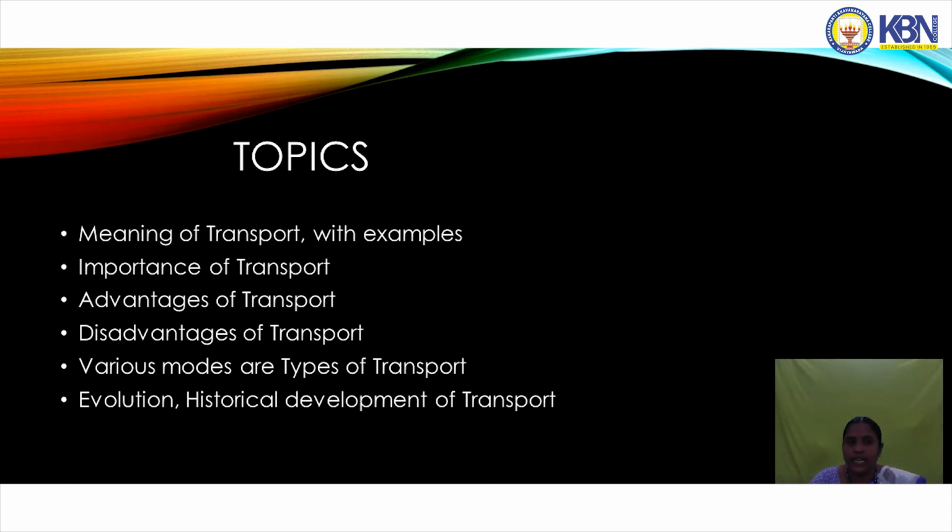What are the topics of economics of transport? First one is the meaning of transport with examples. Second one is the importance of transport. Third one is the advantages of transport. Next one is the disadvantages of transport. Next, various modes or types of transport. Next, evolution and historical development of transport. These are the topics of economics of transport.